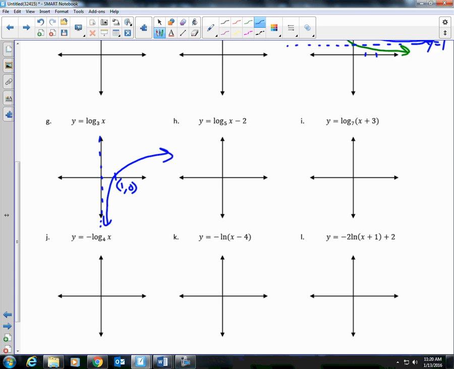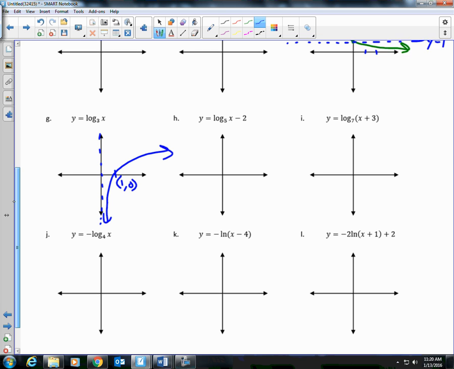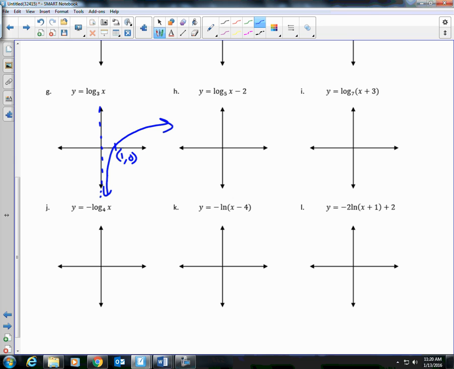Let's do a couple more together. What if you do log base 2 of x, minus 2? I want to do the x minus 2. What is the transformation that's happening here? Down 2. So the coordinate 1, 0 will move to 1, negative 2. And does that affect the horizontal or the vertical asymptote? It does not affect the vertical asymptote.